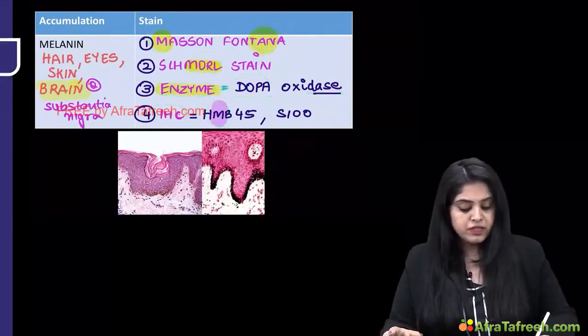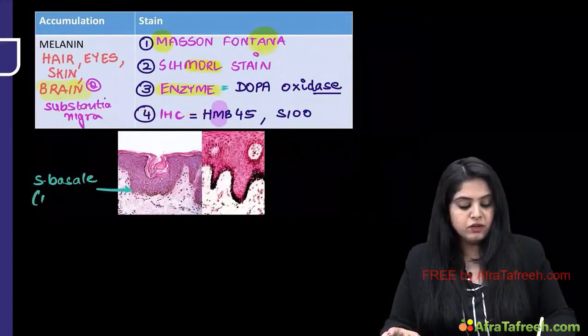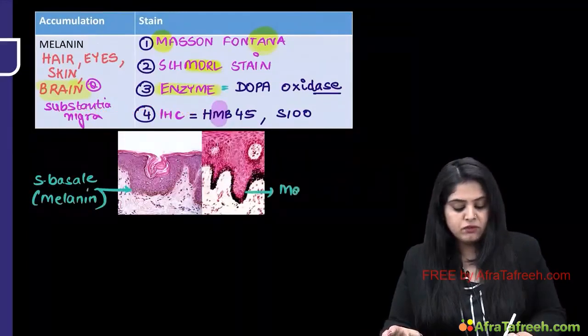So you have a picture over here. This is the stratum basale of the skin. You all know stratum basale of the skin shows you melanin pigment. And this black color stain that you have over here is the very famous Masson Fontana.